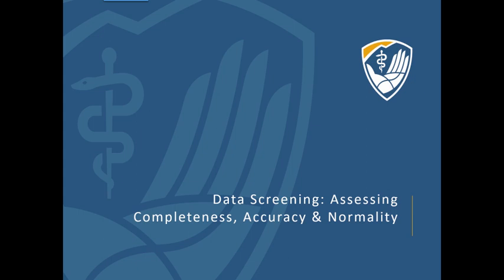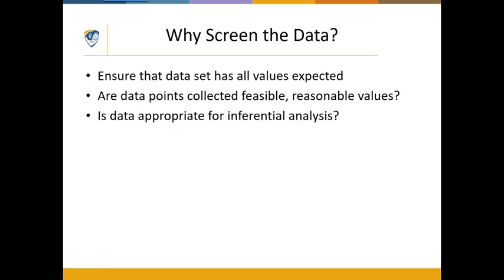So we're going to discuss in these three videos how to assess your data for completeness, accuracy, and normality. In this part, we're going to focus on completeness of data and how to deal with missing data. But the first question is, why do we have to go about screening the data and cleaning it up? Well, we want to make sure that our data set has all the values that we expected. So if we collected data on 100 participants, we want to make sure we have data on 100 participants.